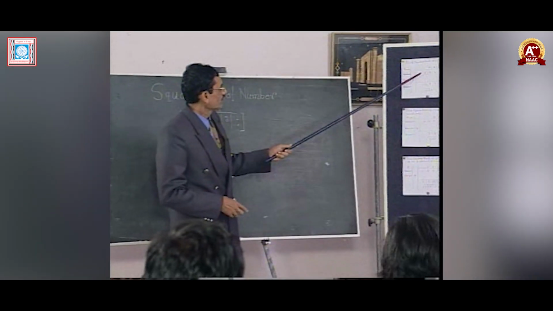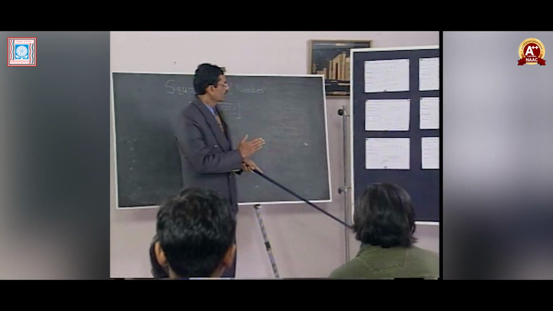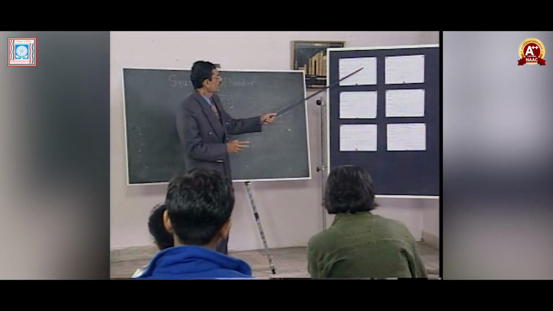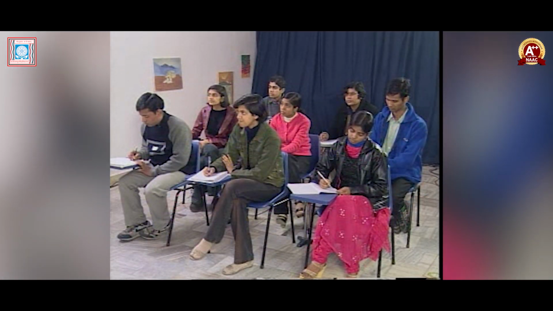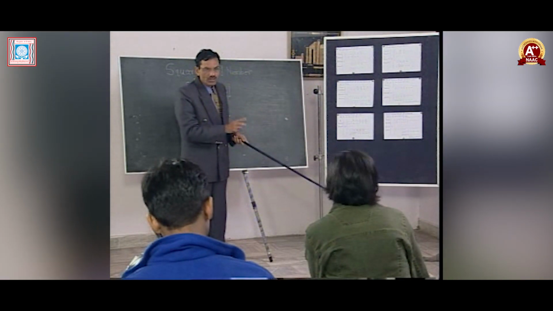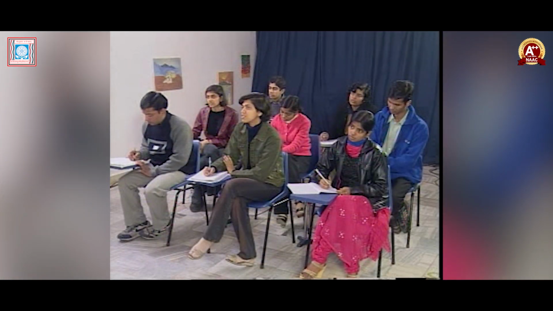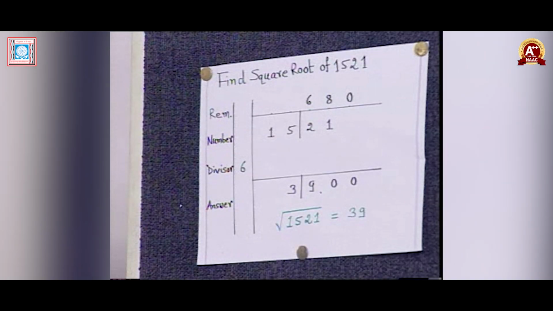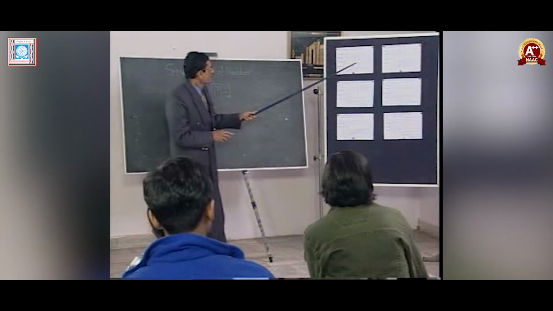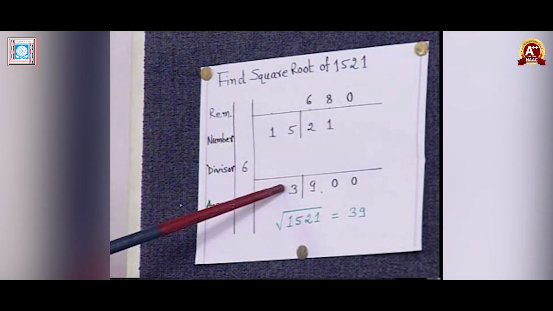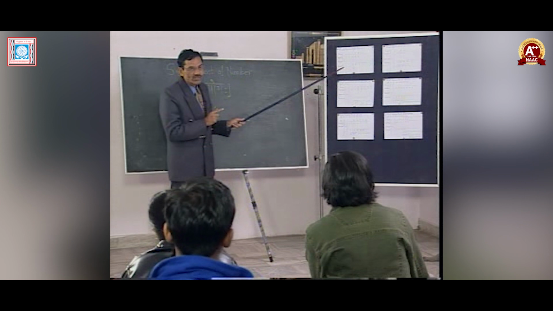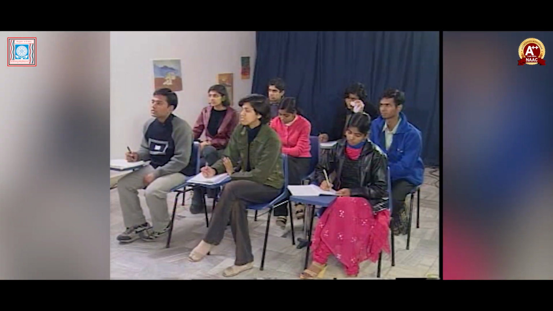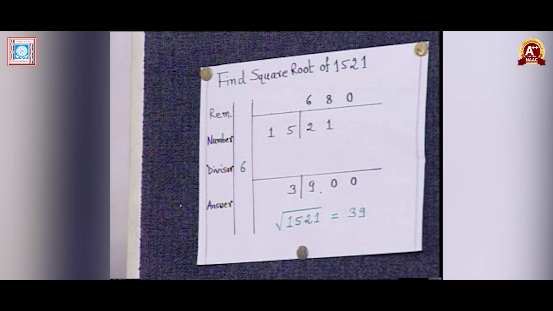We write the number 1521, group it into two groups, first group 21, second 15 as usual, with 15 as the leftmost group. The nearest number is 3, whose square is 9, which is the lower nearest to 15. So the first digit in the answer line is 3, divisor 2 into 3 is 6, and the remainder 15 minus 9 is 6. So the next dividend starts with 6.